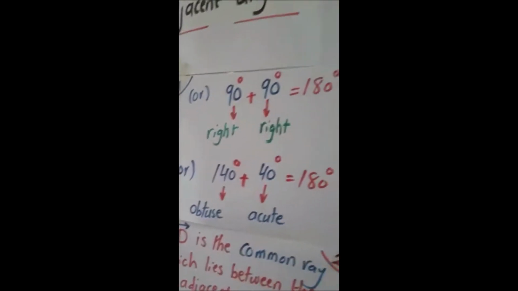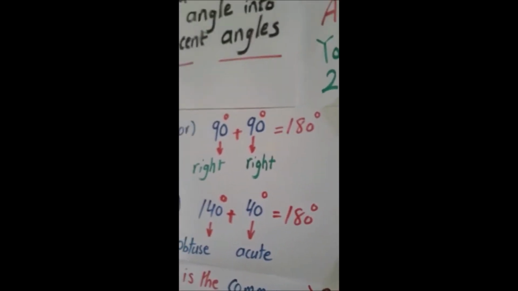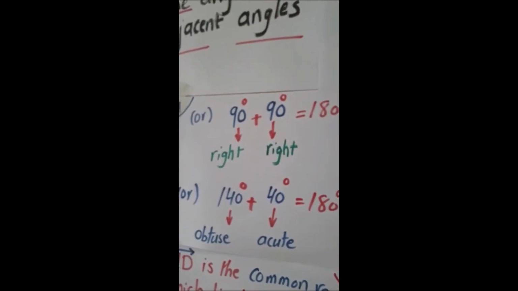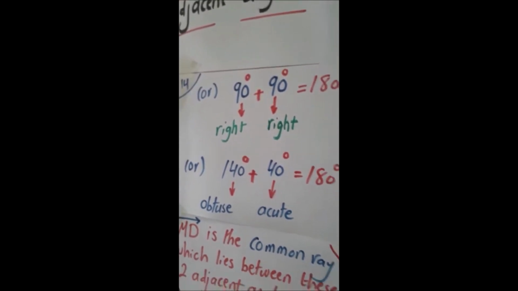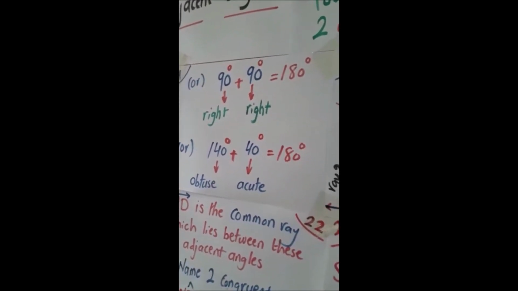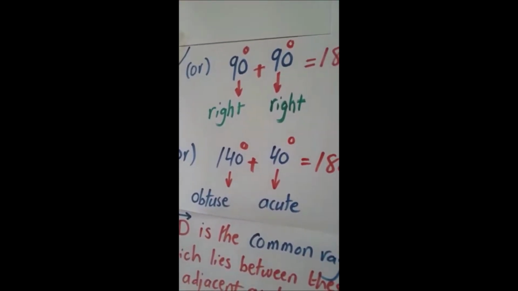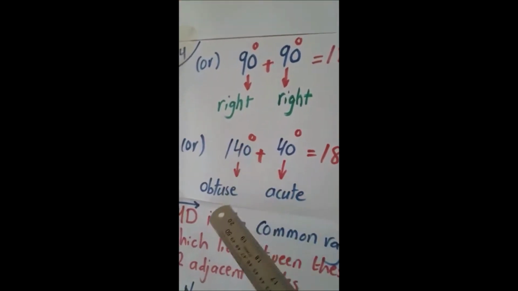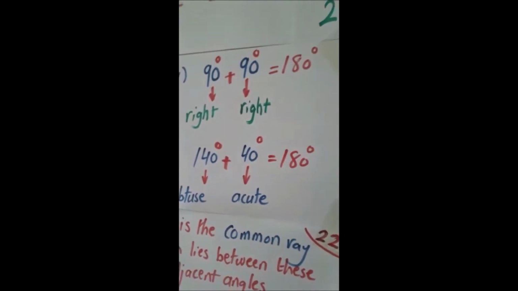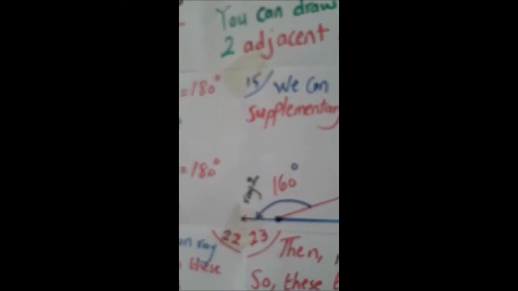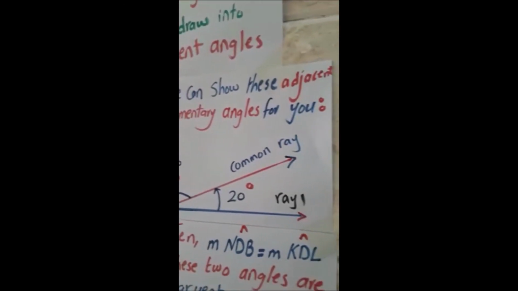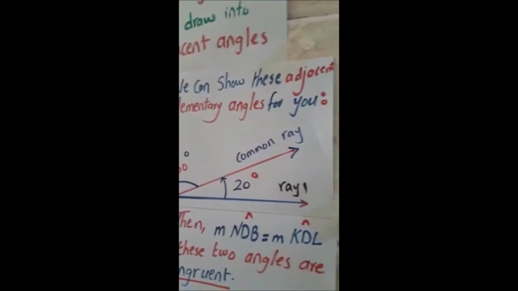Or another one will tell me, Mr., 180 is 90 plus 90, and both of them are right angles. A third student will tell me, I will do 180 equal to 140 plus 40, and 140 is obtuse and 40 is acute. Now, can we draw them? Yes, we can show these adjacent supplementary angles for you.